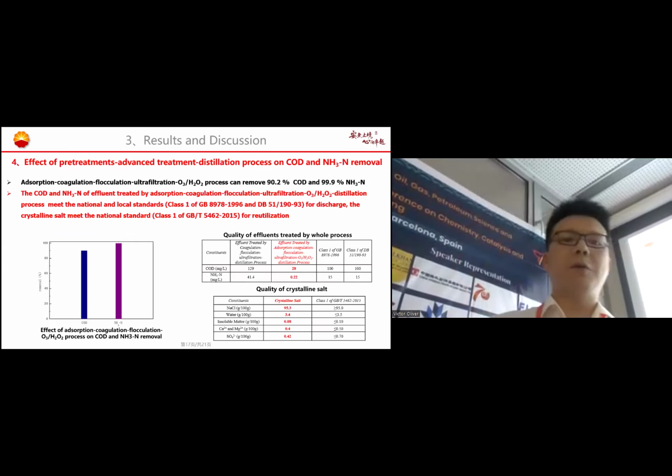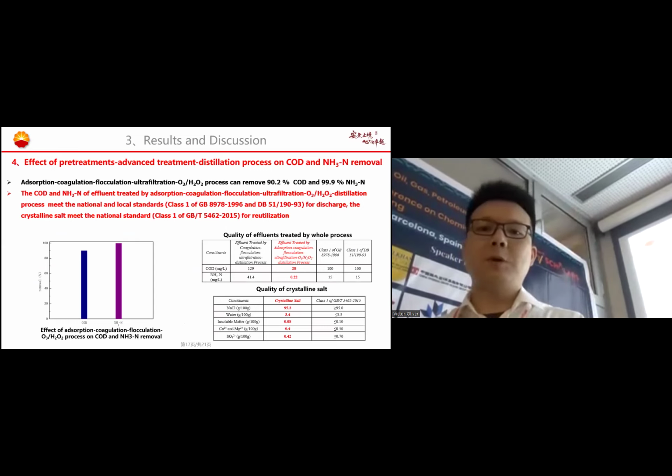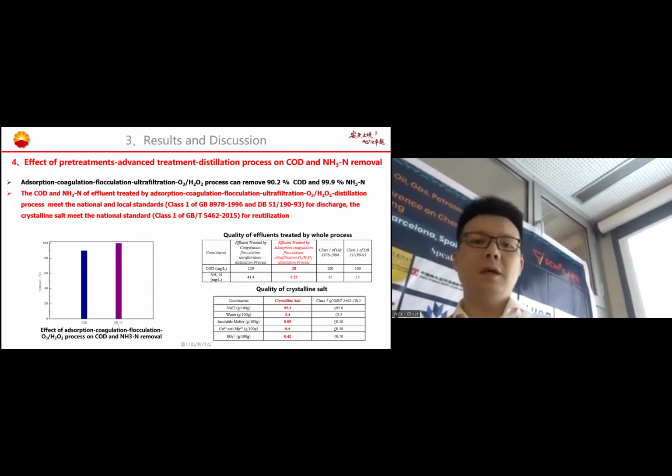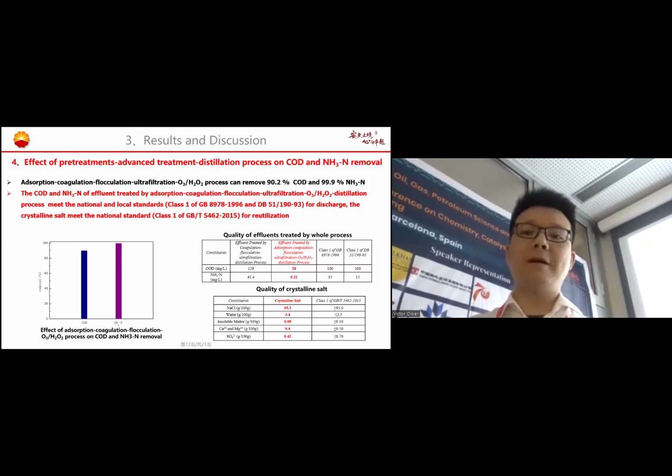So we studied the effect of pretreatments, advanced treatments, distillation process on COD and ammonium nitrogen removal. The results show that this process can remove 90% of COD and 99.9% of ammonium nitrogen. The COD and ammonium nitrogen of effluent treated by the process can meet the national and local standards for discharge. The crystalline salt can meet the national standard for reutilization.